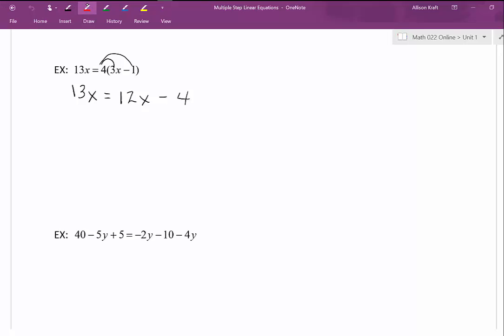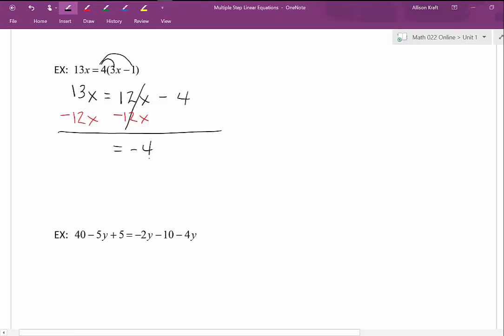Notice that all of our constant terms are already collected on the right side. That means that our variable terms must move to the left side. To move this positive 12x, I'm going to subtract 12x from both sides. The 12x's cancel on the right, leaving me with negative 4, and on the left, 13x minus 12x gives us 1x, or we can simply write x. The solution to our equation is x equals negative 4.